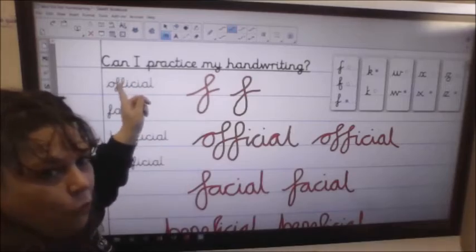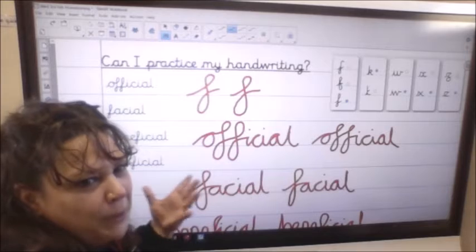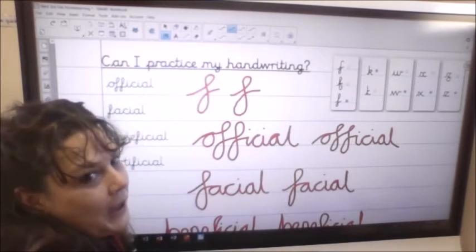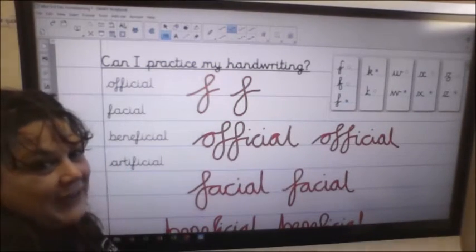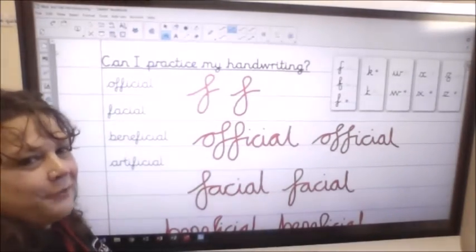I think this is the one that we may need to look again at, when we've got double Fs. So it may be that tomorrow, we'll see how we go, but I've got a feeling double Fs are going to feature in tomorrow's handwriting. Okay, right, pause the video, off you go.